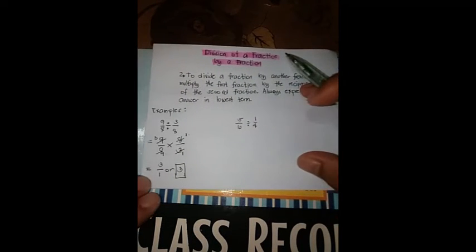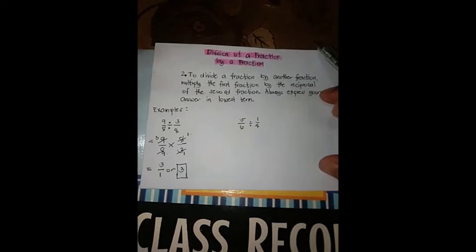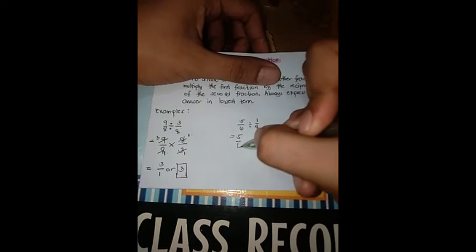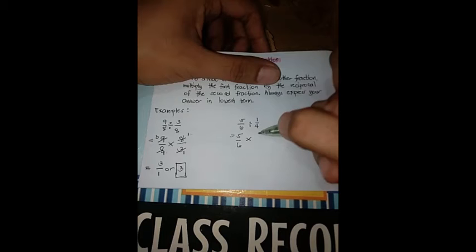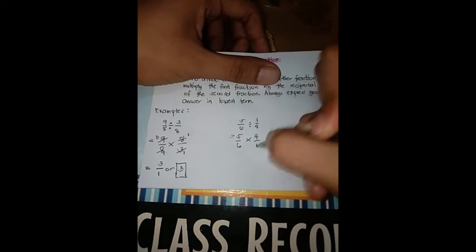Now, how about this example number 2? Okay, so para makita nyo, ito yung example number 1. So example number 2, meron naman tayo ditong 5/6 divide by 1/4. Okay, so the same lang din. So first is i-reciprocal natin yung second fraction. So 5/6 times the reciprocal of the second fraction, so 4/1.